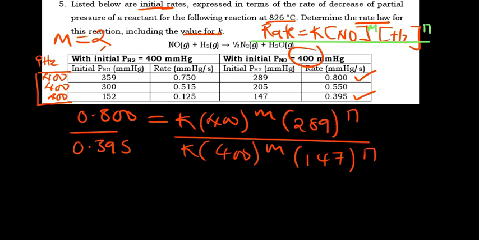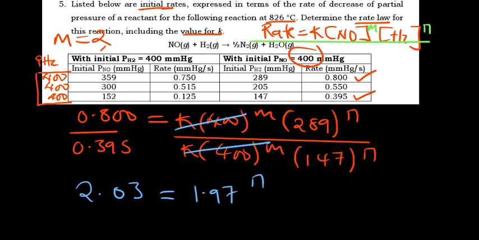Things that would divide: K and the 400 to the power m would divide. Now 0.8 divided by 0.395 is approximately 2.03, and on the other side 289 divided by 147 is approximately 1.97 to the power n. So 1.97 can be considered to be a 2, so n essentially is also 1, right?